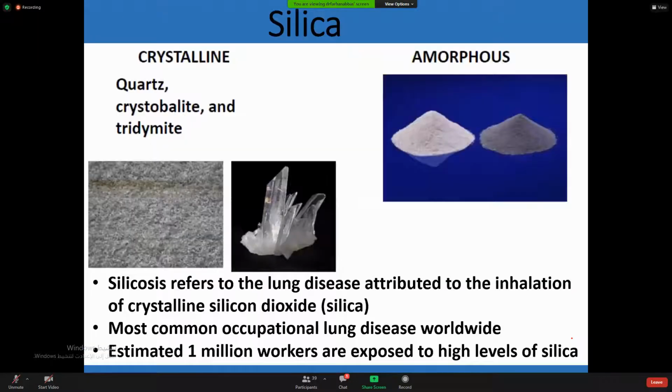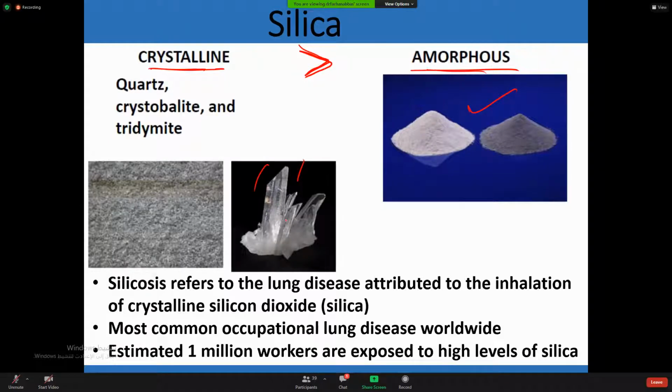Now it comes in two forms. One is the crystalline form. The second is the amorphous form. The crystalline form is comparatively more pathogenic as compared to the amorphous form, and the amorphous form comes in the powder form. However, the crystalline form comes in these types of crystals.